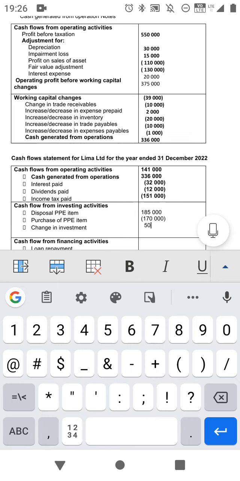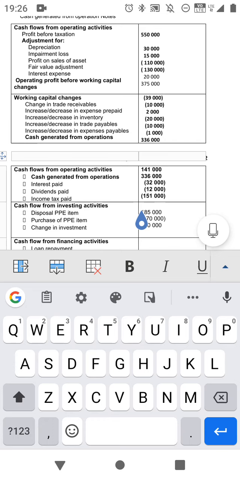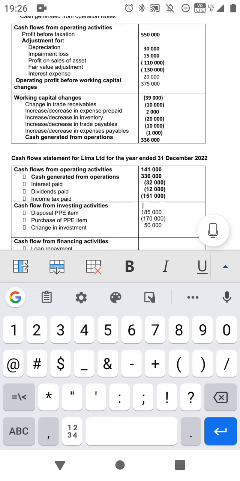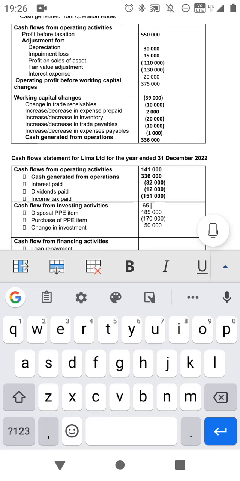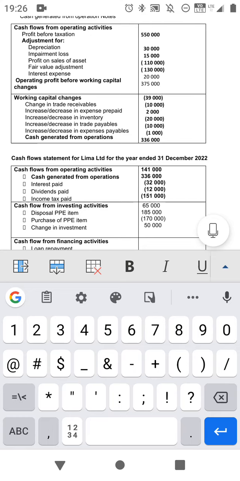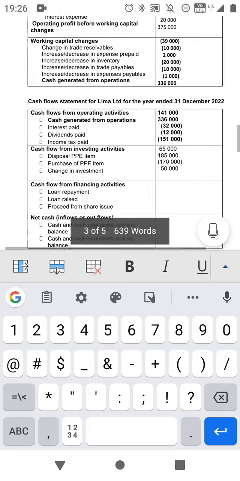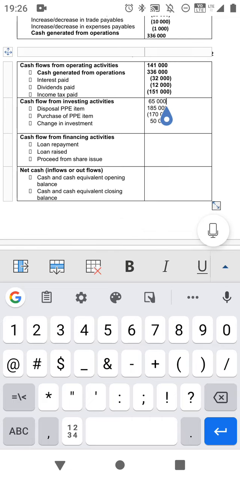$50,000 of inflow. Simple as that. Then you will get investing activity of 65,000. Simple as that. A positive amount. Okay, let's proceed to cash flow from financing activity.